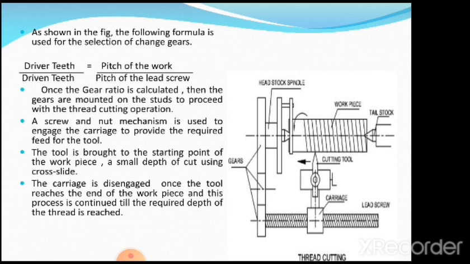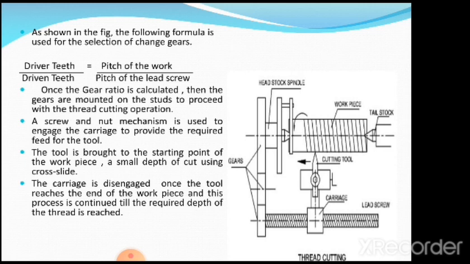The pitch of the lead screw is given by the manufacturer of the machine tool. We cannot change the pitch of the lead screw. So the only changing values are driver teeth, driven teeth, and pitch of the work. These are the only changes that can be made during the thread cutting operation. Once the gear ratio is calculated, then the gears are mounted on the studs to proceed with the thread cutting operation. Then we can start with the thread cutting operation.